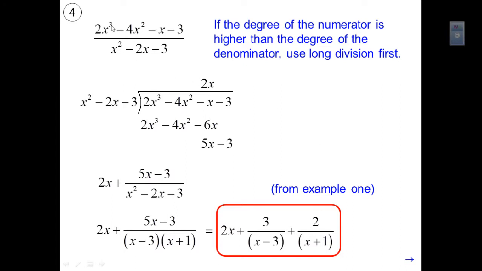So if the degree on top is greater than the degree on bottom, you want to divide first. That's where we get the 2x. Now, that one you may actually see on the AP exam because you're not using nonlinear factors there. You're not using repeating factors. You just have to do something first.